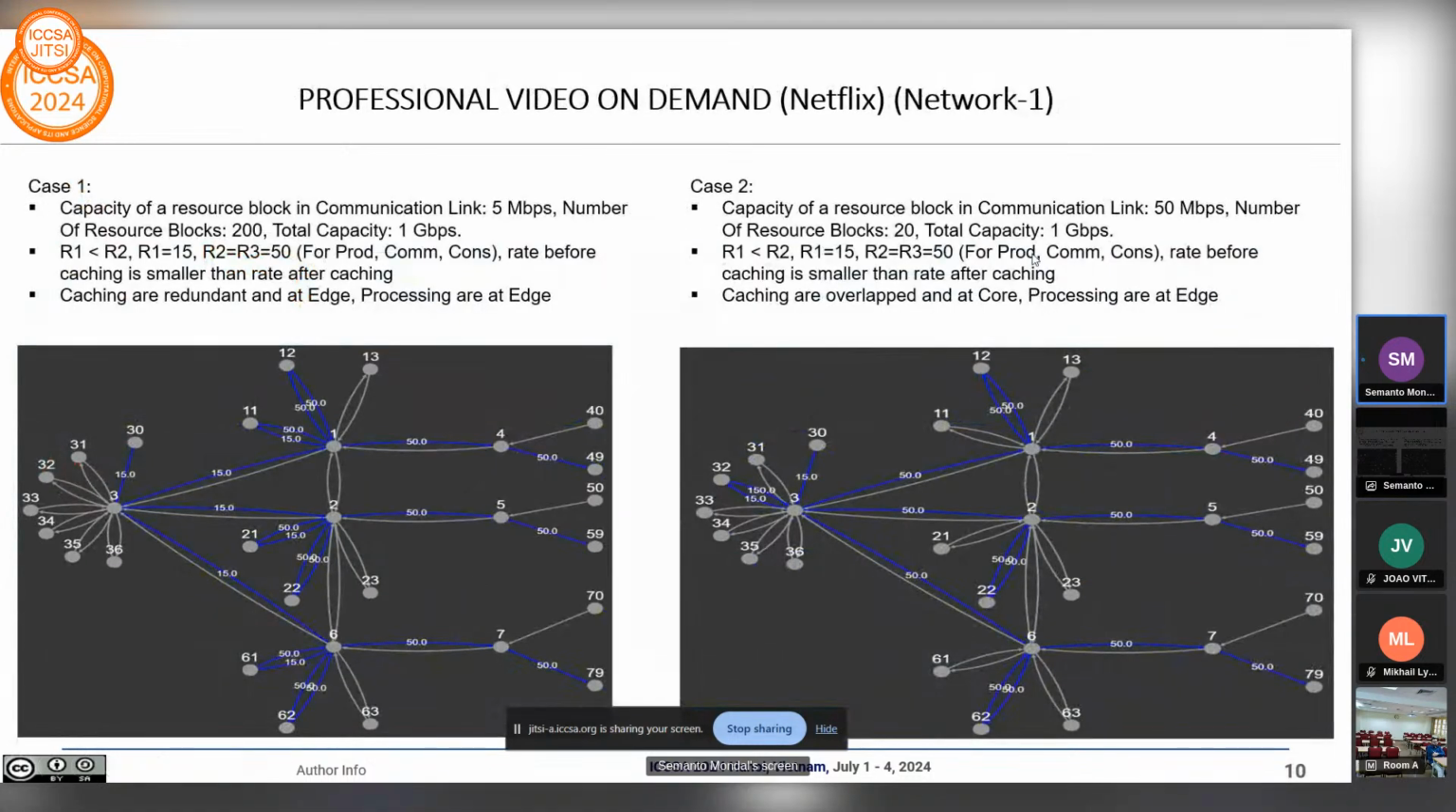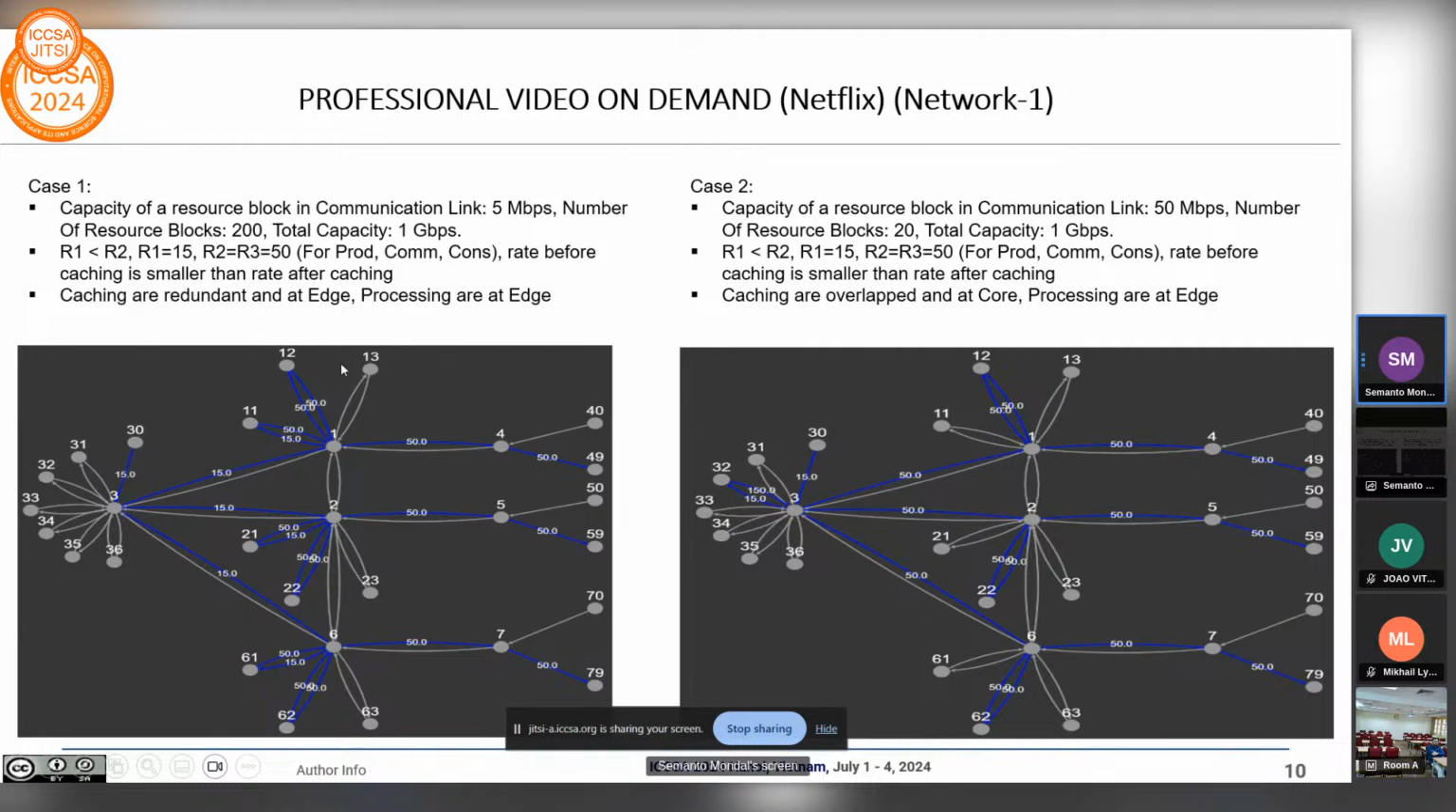So for each of the networks, we have considered four different services. There are three different networks and in total four services, so there will be 12 services in total. But due to the time constraint, it's not possible to show all the services. So I will be showing only a single service associated with each network. For network one, I will be going with the professional video on demand.